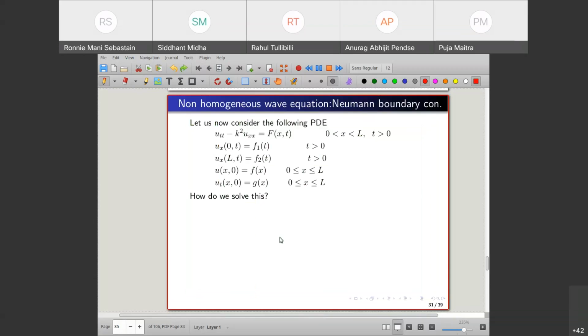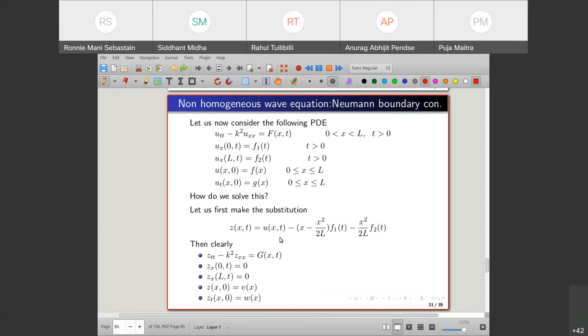So let's look at the non-homogeneous wave equation, but this time with Neumann boundary conditions. And once again, this is a standard template which we are going to follow. So we make this substitution: z(x,t) is equal to u(x,t) minus this function. And then we are going to get this g(x,t) in terms of f1 and f2, right? And our z will satisfy this differential equation and these two conditions.